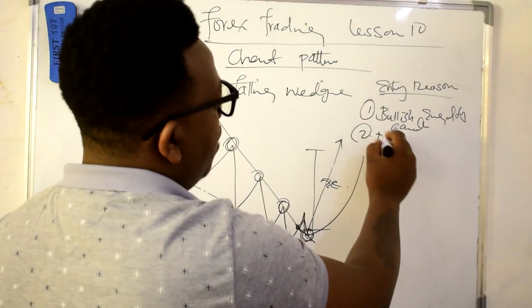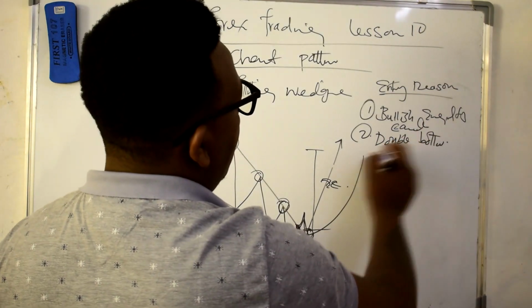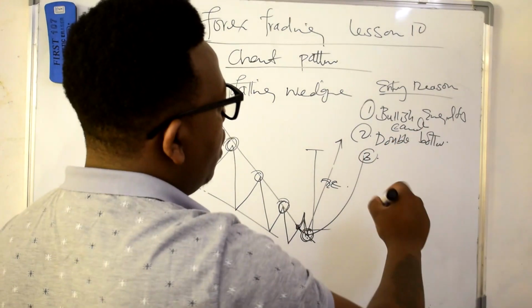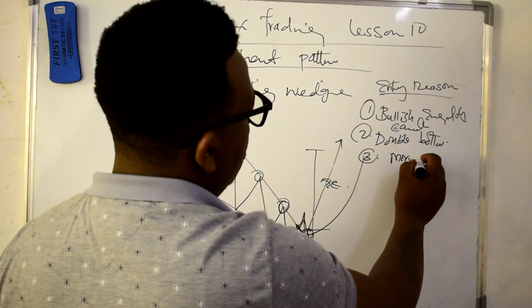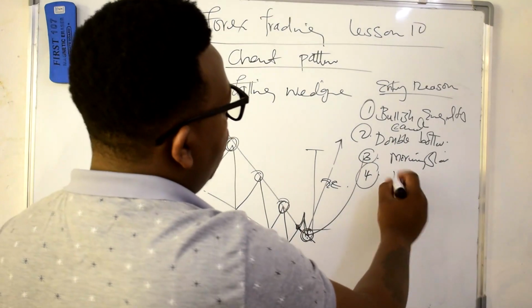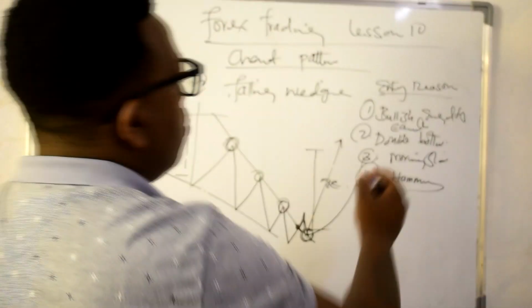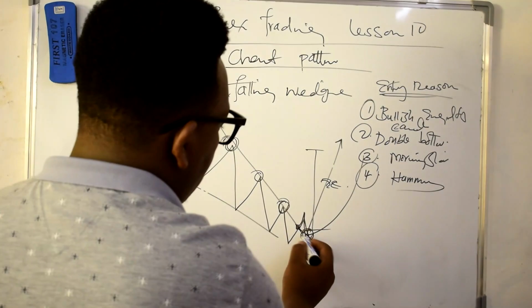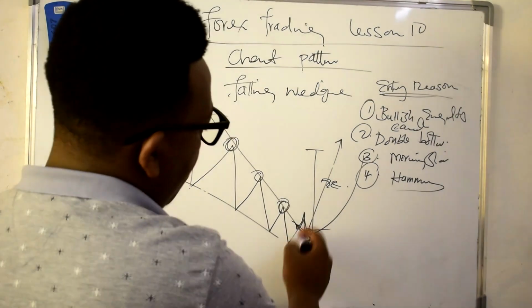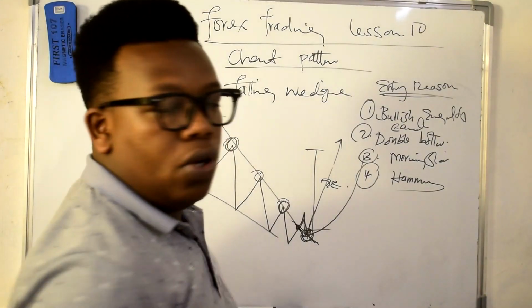Step 2, you get to look for double bottoms. And then of course step 3 is whereby you get to look for morning star. And step 4 is whereby you could be looking for a hammer. You get to look for the hammer. So these are the entry reasons that you get to look for after the market has broken the trend line and it has already retested and it's good to go up.